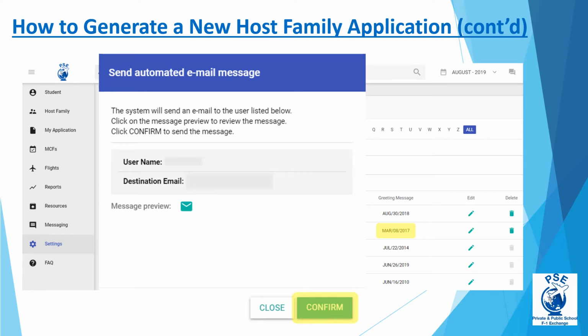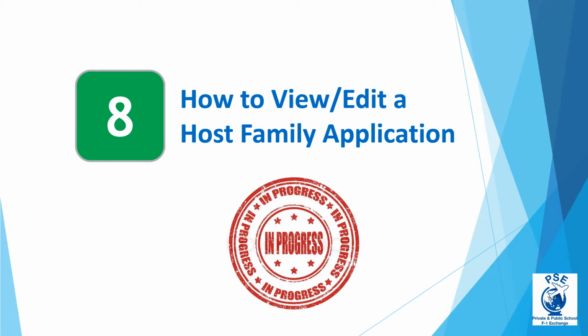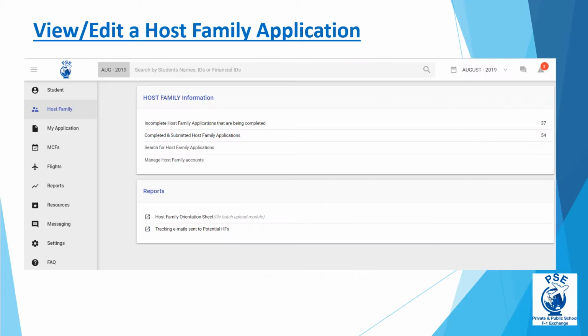The new host family application may now be accessed through the Incomplete Host Family Application section, which we will explore next. 8. How to view or edit a host family application. To view or edit an incomplete host family application, first ensure that the program start date is set correctly. Click on the host family link. Then click on Incomplete Host Family Applications that are being completed. This is where you can check the status of your host family's application.